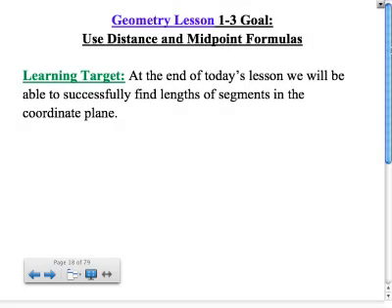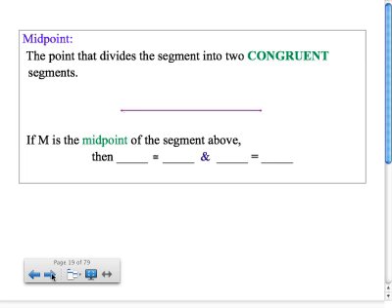All right, in section 1.3 here, we're going to take a look at using distance and midpoint formulas. Again, something that you've already seen and should be familiar with, and we're just going to build on the ideas that hopefully you're already familiar with. So the point that divides the segment into two congruent segments is called the midpoint.